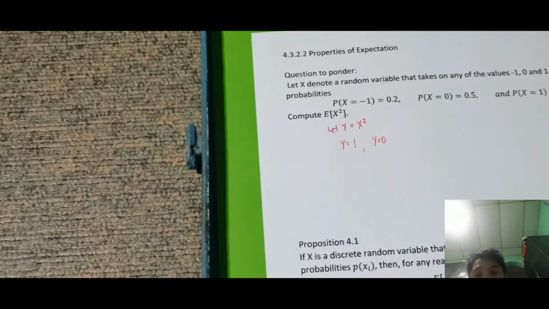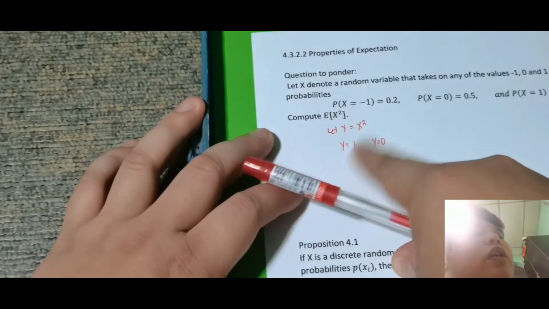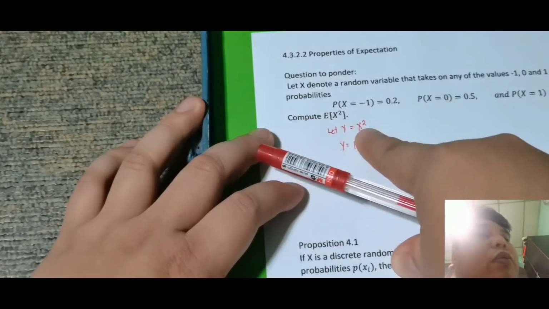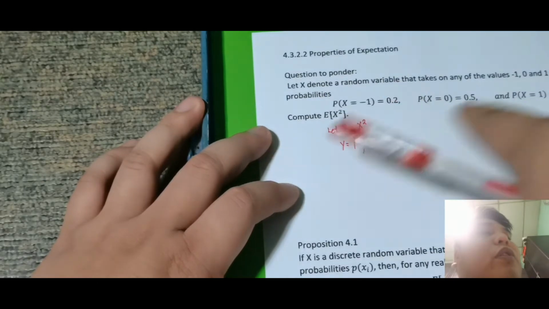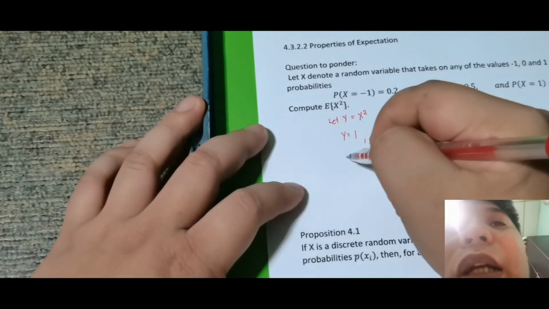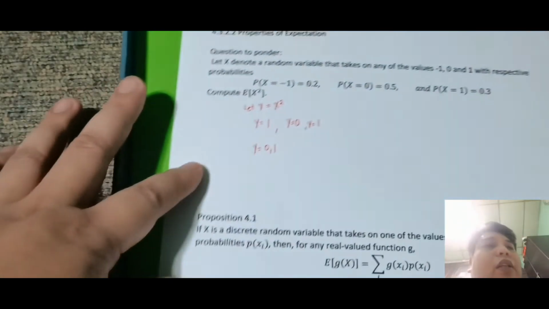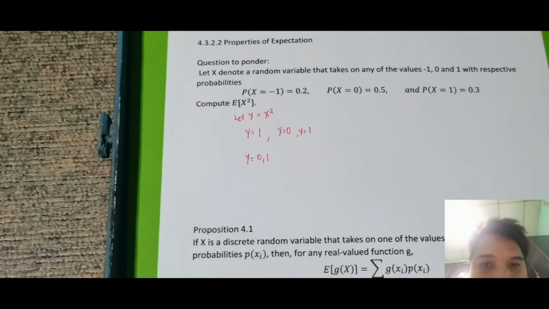Ulit for x is equal to negative 1, that is 1. For x is equal to 0, 0 squared, that is 0. So for x is equal to 1, that is also y is equal to 1. So meaning, dalawa lang yung value ng random variable y natin. That is 0 and 1. Okay, so dalawang values lang yan. Ngayon, i-take na natin kung ano yan.